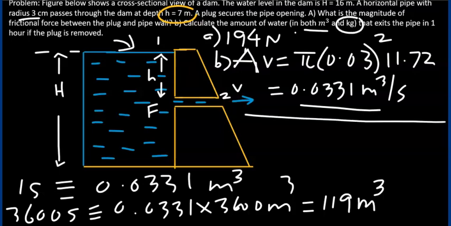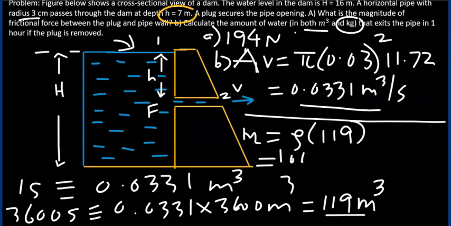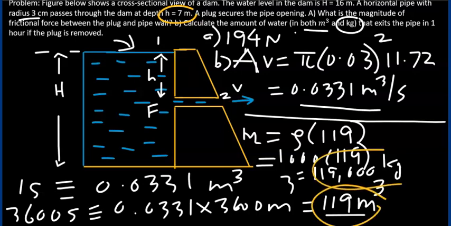And the amount in kg, let's call it m, is just the density of water times that amount in cubic meter, which is 119. The density of water is 1,000 times 119 cubic meter, which will give you 119,000 kg. And that solves the problem.